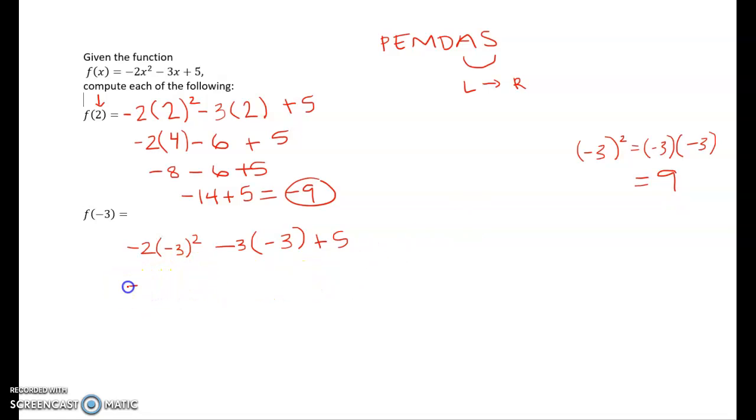Okay, so we now have negative 2, negative 3 squared was a positive 9. Negative 3 times a negative 3 will give us plus 9 plus 5. Negative 2 times 9, we get negative 18 plus 9 plus 5. And now that we're at this last step, we're going to go left to right with adding and subtracting. So negative 18 plus 9 will get negative 9 plus 5. Negative 9 plus 5 will get negative 4. And that's our final answer. And again, good one to check in the calculator.